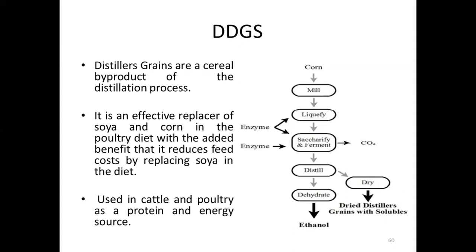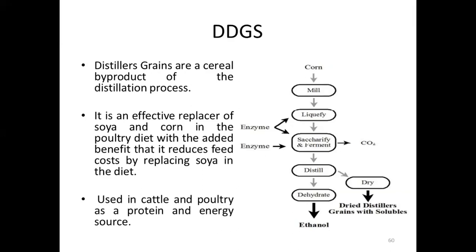Mainly, it is an effective replacement of soy and corn in the poultry diet, with the added benefit that it reduces the cost by replacing soy in the diet. If the price of soya is increasing day by day, then DDGS can be used in the poultry feed. It is the source of both energy and protein, which can replace both the energy and protein source. Mostly it is used in cattle and poultry as a protein and energy source.